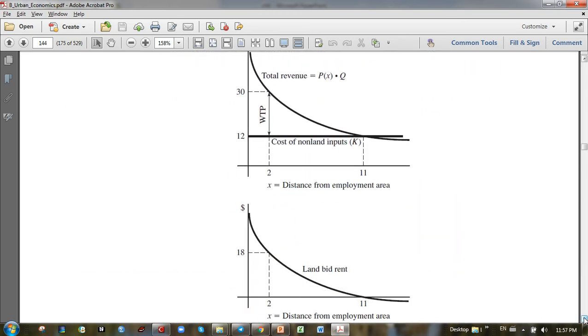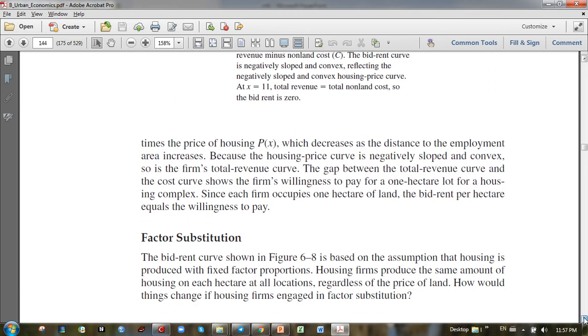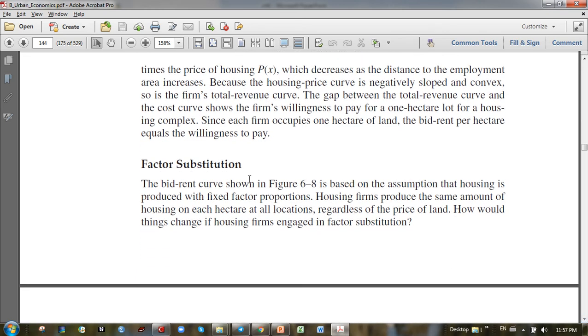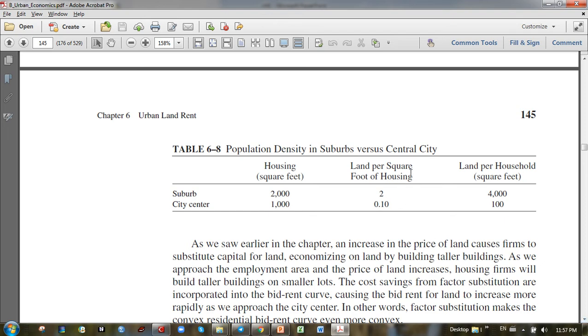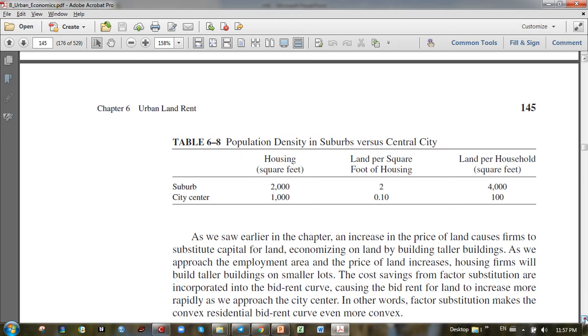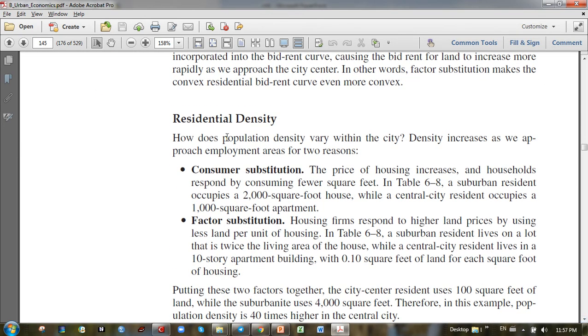Okay, you get this one. Yes, interesting graph. Factor substitution. This table. Residential density, consumer substitution, factor substitution. Density increases as we approach the employment area for two reasons: one, two.